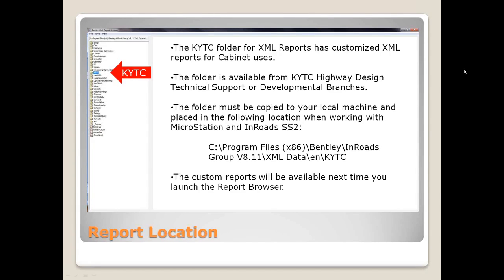So the first one I want to talk about is where they're going to be located. In InRoads, when you go to Tools, XML Reports, and select one of the report types, you have geometry, clearance reports, legal description reports. It'll open up this report browser for you, and we've created a folder in there called KYTC that has all of our custom reports in there.